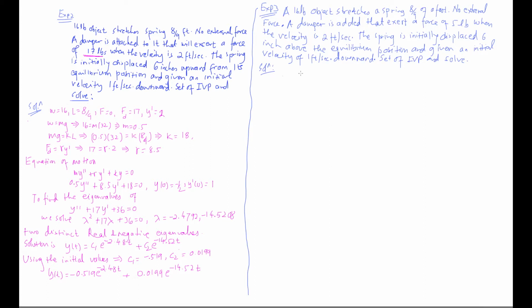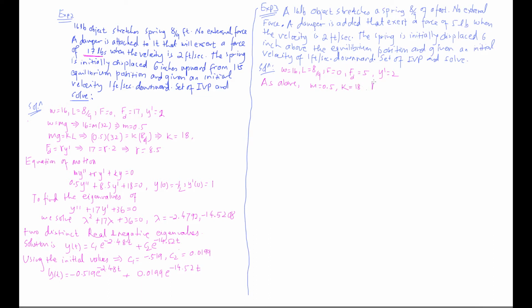In the next example, you see that this is similar to the above. Let me list all the given things, and then I will skip some of the steps. W equals 16, L equals 8/9, F equals 0. What is FD? FD is 5, right? FD is 5. And what is y prime? Equals 2. So everything is the same. So as above, we will get M equals 0.5. We also get K equals 18, right?